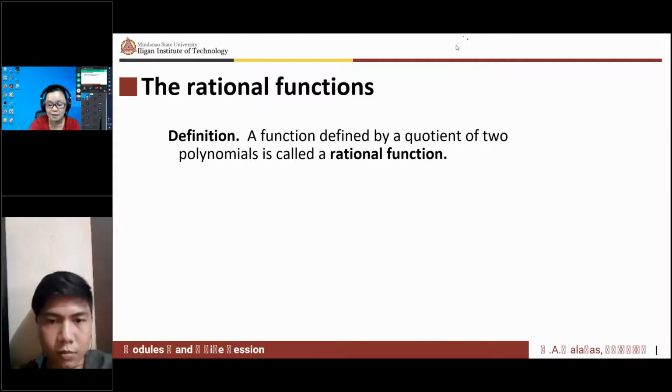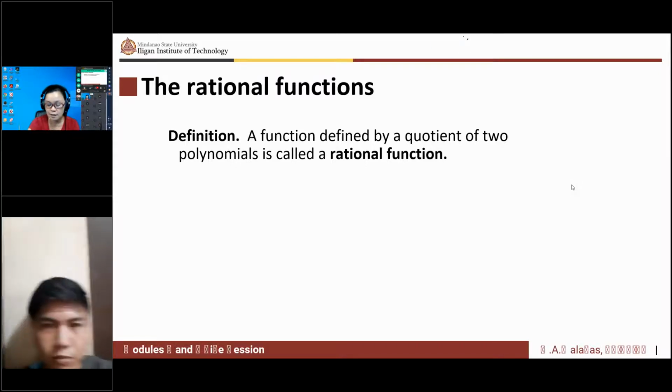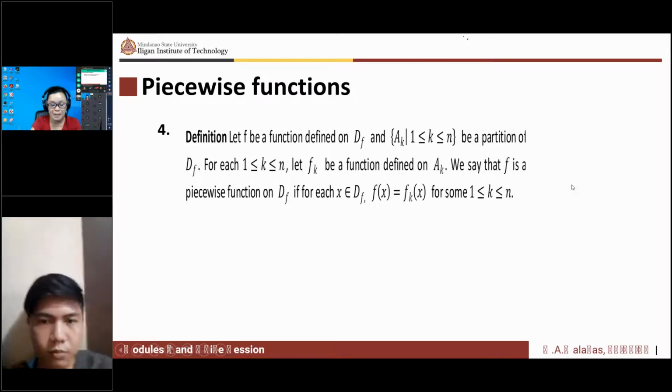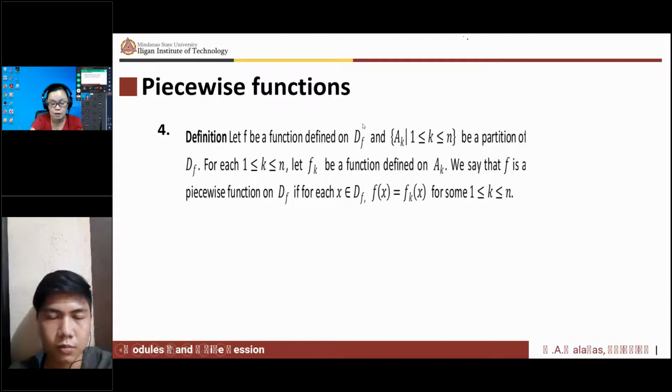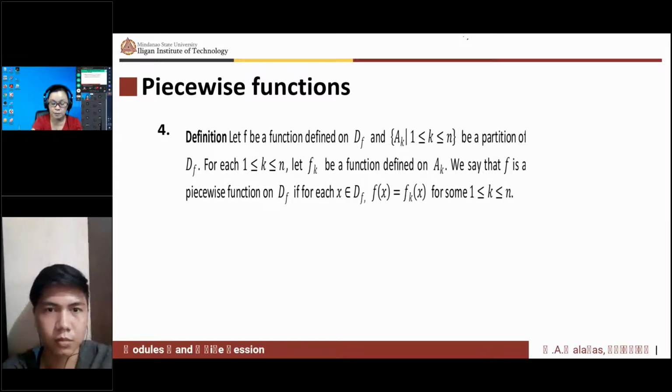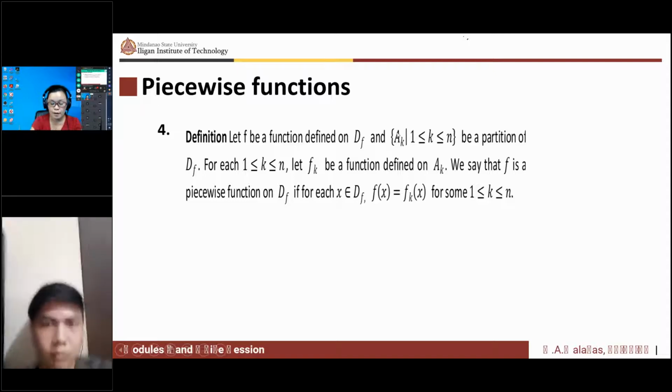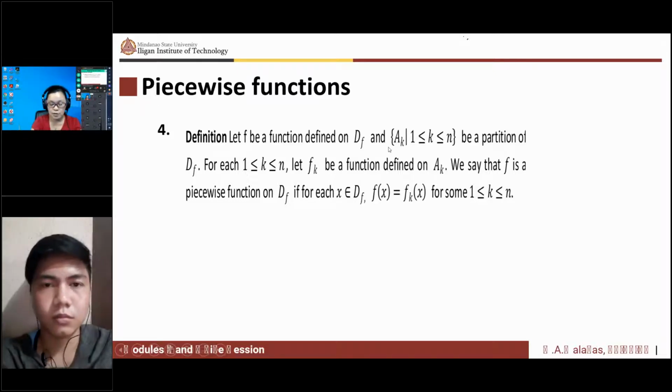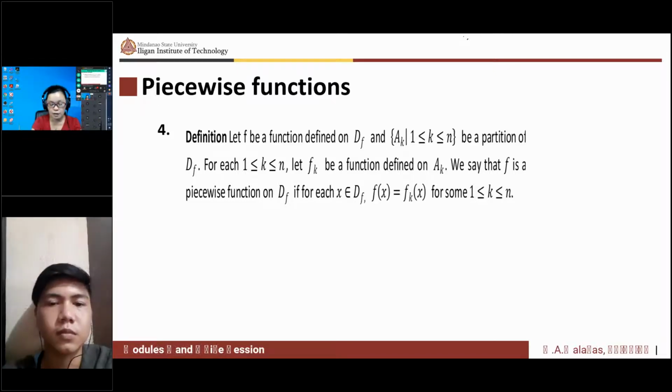All right. So we also have the piecewise function. Okay, so this looks scary, but this is very simple. Suppose we have a function f defined on the domain D sub f, but the domain can be partitioned into subintervals. So we have a partition of the domain.